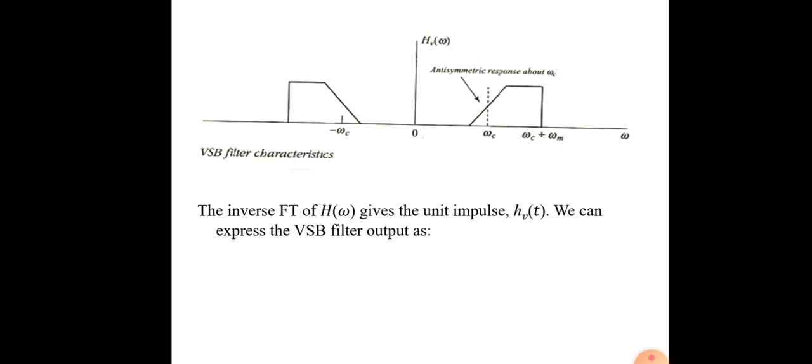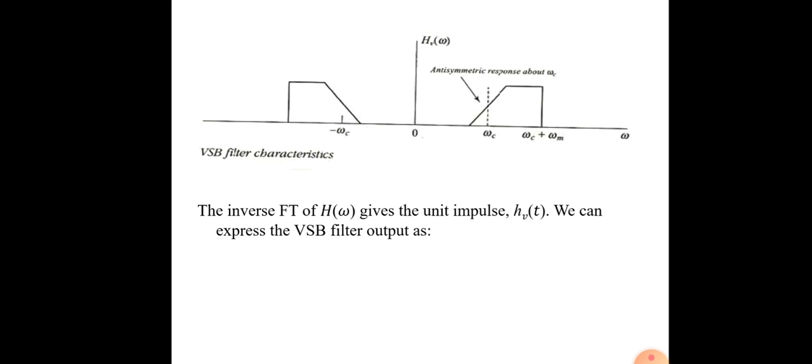Okay, and here the antisymmetric response about omega c will appear. From that we have to mention omega c plus omega m, as well as what is not mentioned here, we have to update, that is minus omega c plus omega m. From the left hand side we have to update the thing. That means minus omega c plus omega m will appear in this section.